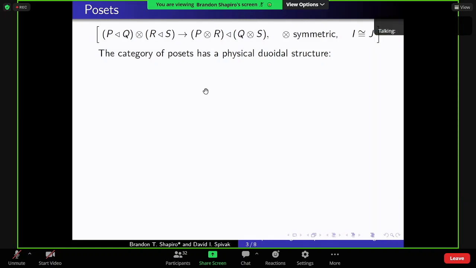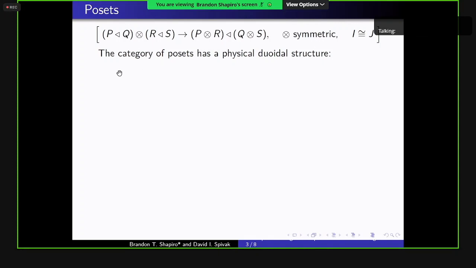So I'm going to keep at the top of the slide a summary of the previous slide, so what it means to be a physical duoidal category. We've got this interchange morphism, symmetry of the tensor, and agreement between the units. So for posets, the unit is going to be the empty poset. And that's going to be a unit for both of the monoidal structures, which on elements are both going to look like the disjoint union.